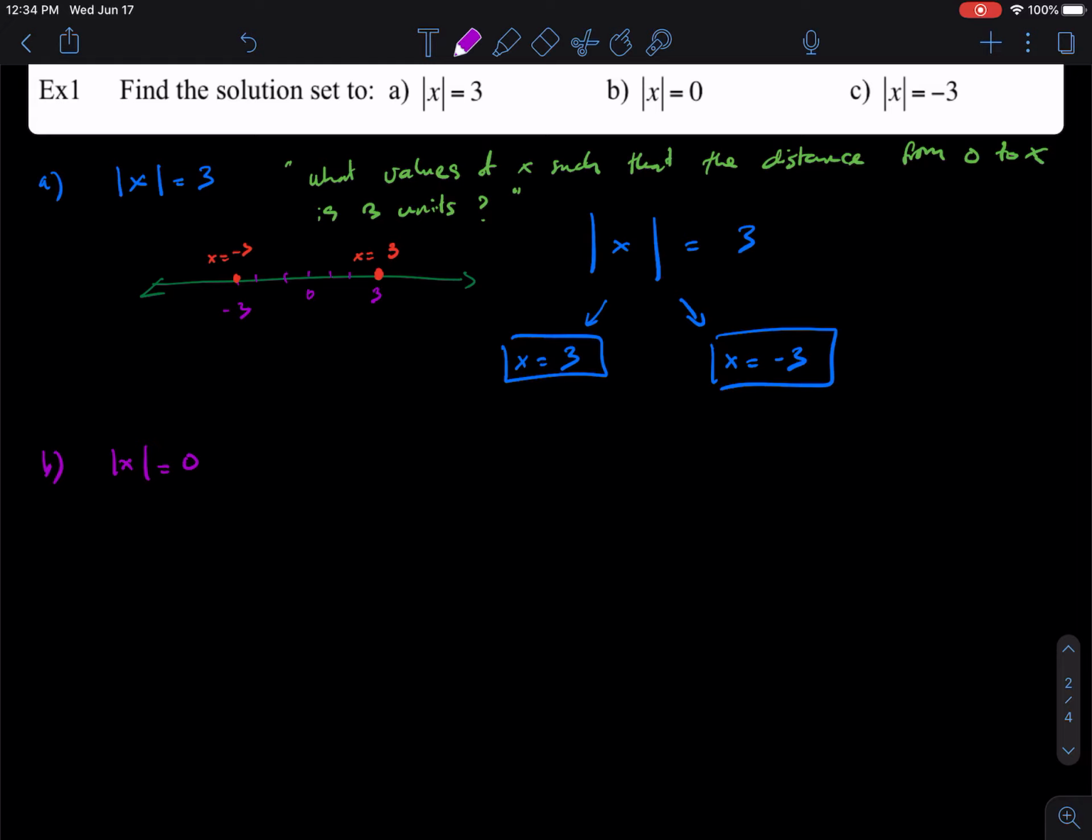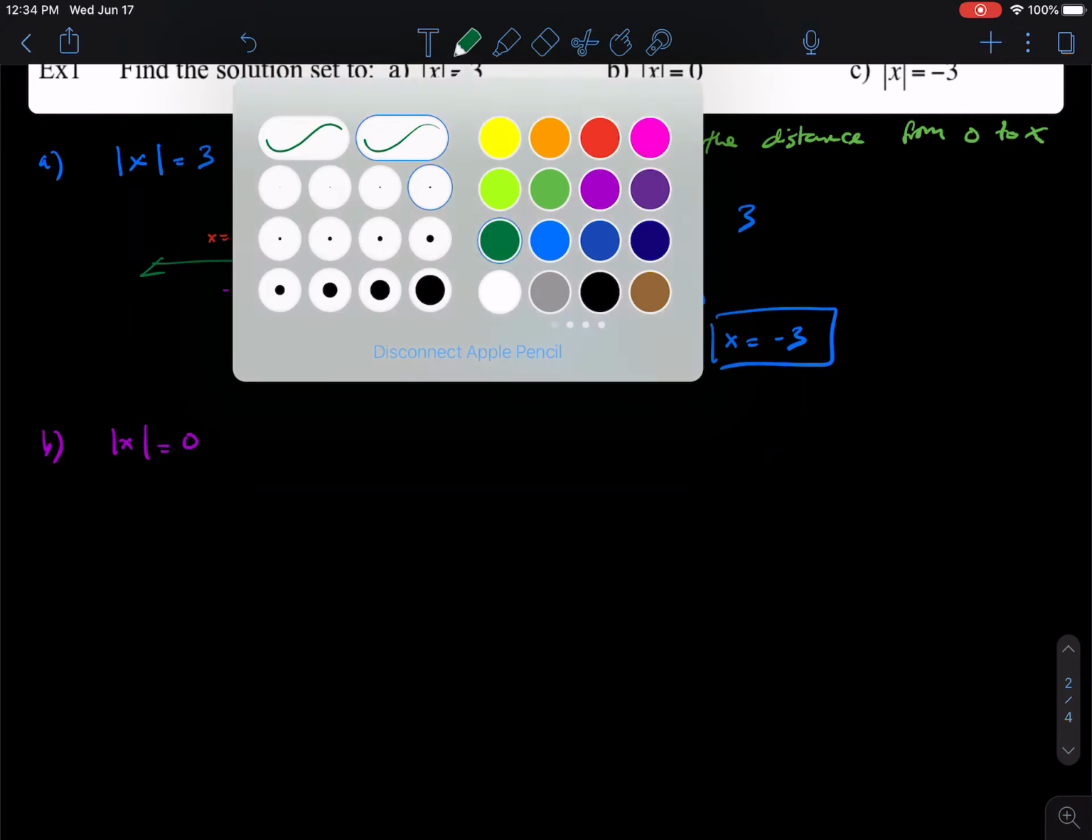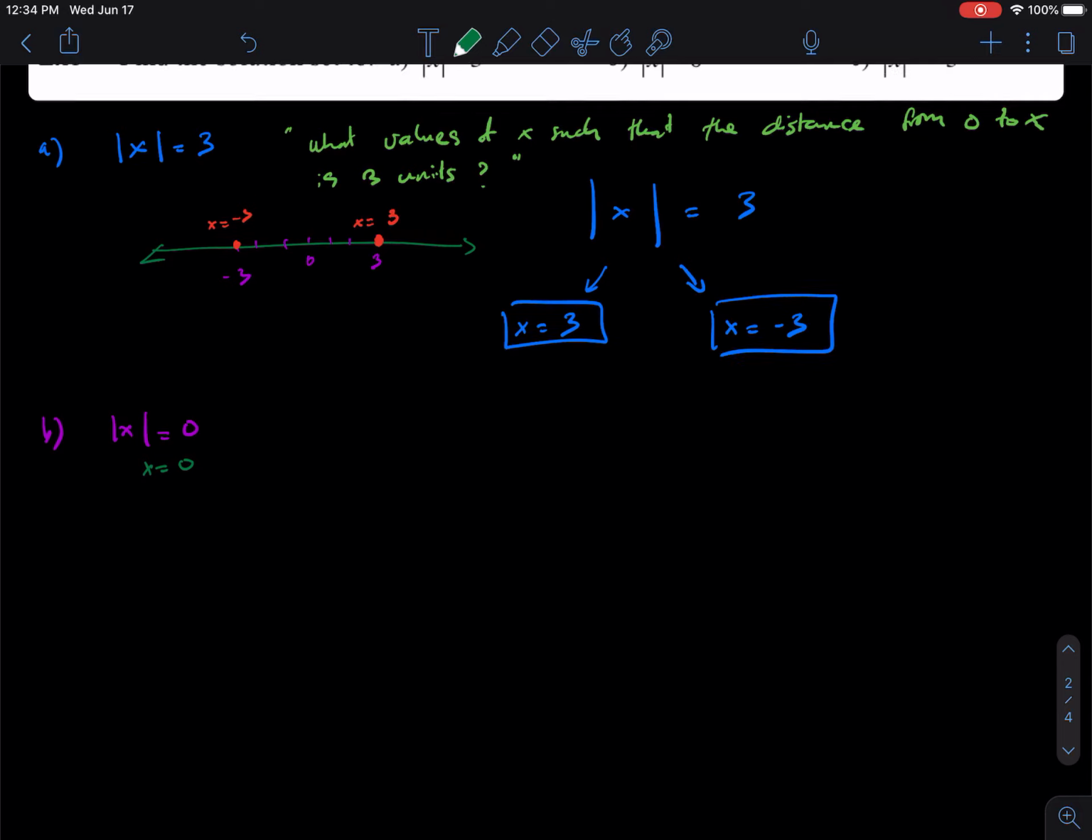Part B is asking, what value of x so that it is 0 units away from 0? Well, if you think about it, there's only one number that is 0 distance away from 0. That number is 0 itself.